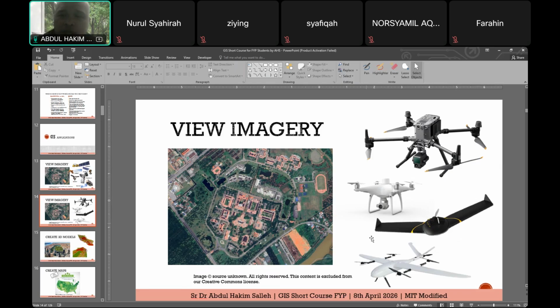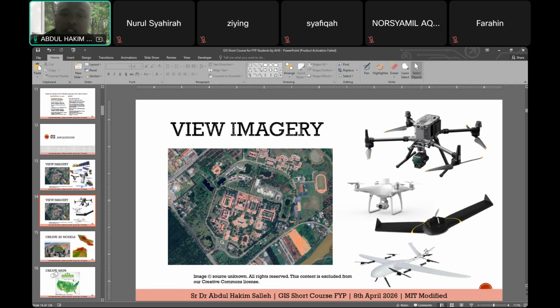Next is the fixed wing, not just the quadcopter. There are 4 blades here, quadcopter, like a helicopter. This one is the fixed wing drone. The fixed wing drone can cover a much bigger area because it can glide. When it can glide, it saves a lot of battery power. That's why it can cover a much bigger area.